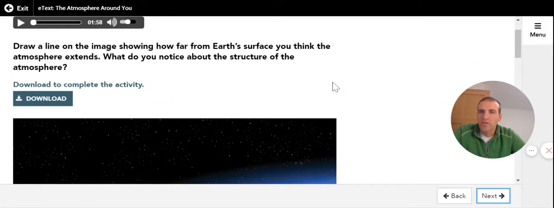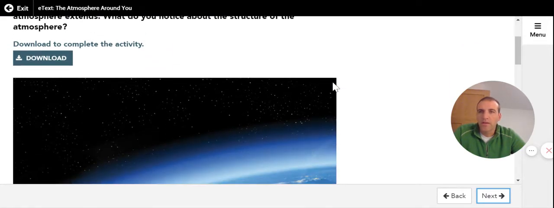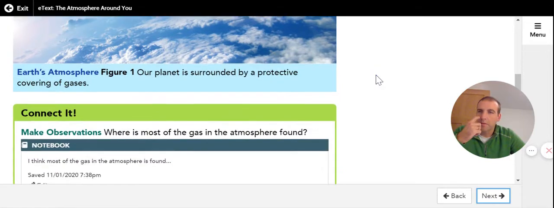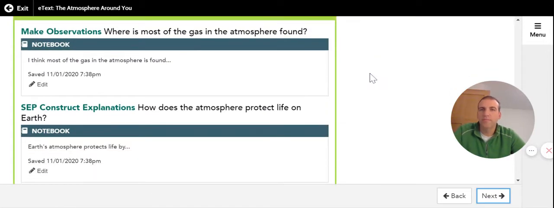And so we're going to start with a connect it question. There's actually 2 of them. And these can be found on page 48 in your textbook if you are using your textbook. So the first one is a question asking you, where is most of the gas in the atmosphere found? And since we're just starting the lesson, this is going to be something where you may just need to guess. Okay, so make your best guess.